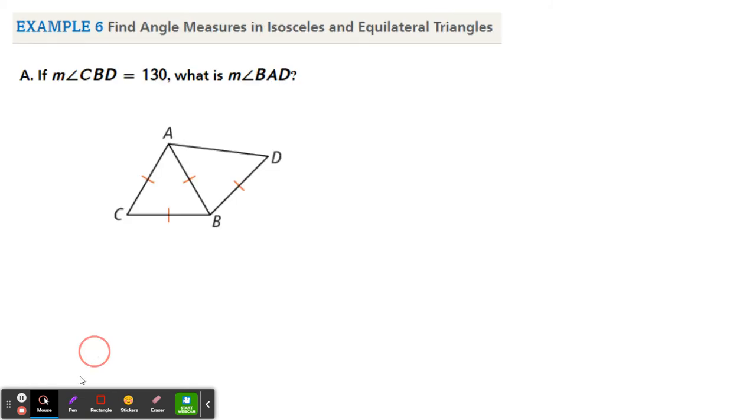All right, so let's do a couple problems and we're done. All right, so this first one here. It says if the measure of angle CBD equals 130, what is the measure of angle BAD? So where is CBD? CBD is right here. This is 130, and they want BAD, which is this angle right there. What is that measure?